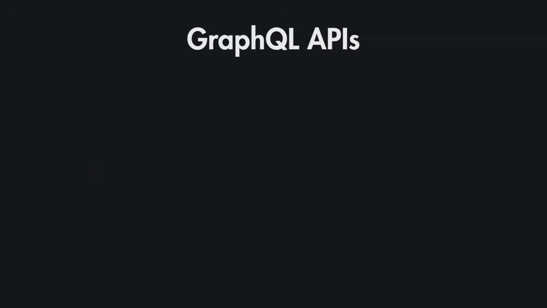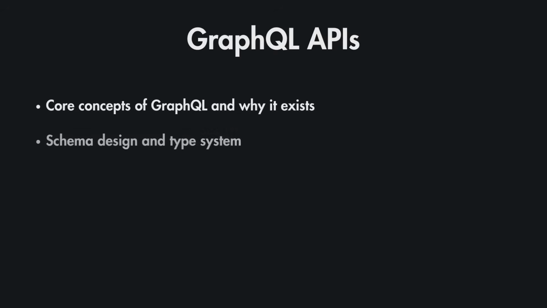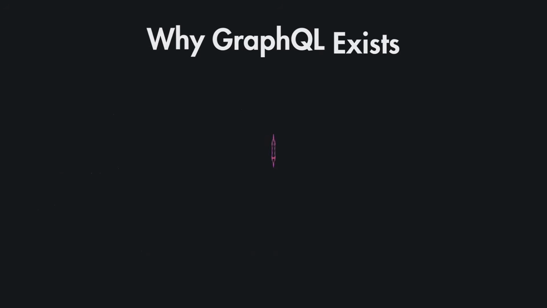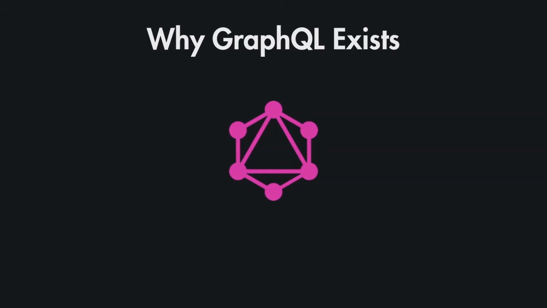That's why in this video we'll cover the core concepts of GraphQL and why it exists, the schema design and type system of GraphQL, queries and mutations, error handling, and also best practices for designing GraphQL APIs. Let's start by understanding why GraphQL exists in the first place.